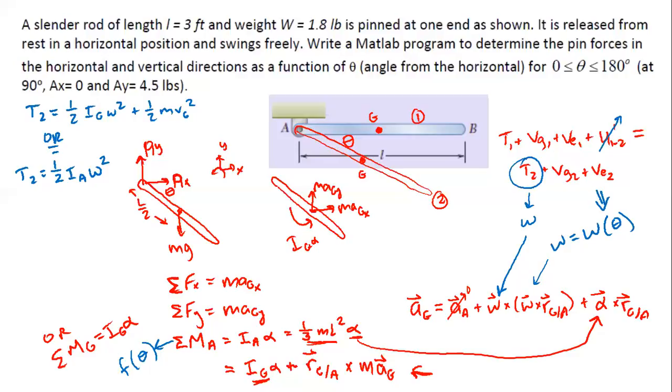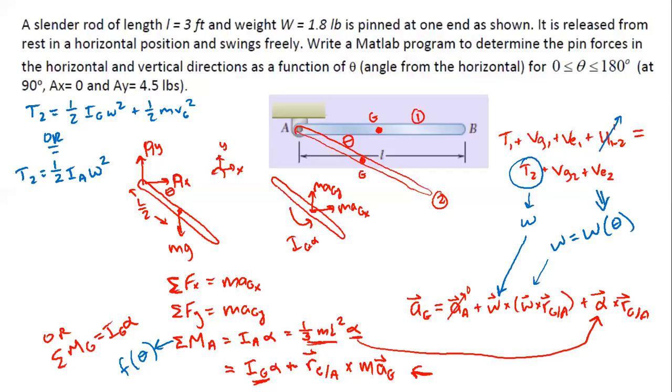T2 gives you omega. Okay, so there's a question, Ben, saying, how does T2 give you the AG? Well, it gives you the omega, so now you can figure out what the normal acceleration is, right? And then from the sum of moments equation over there, you get alpha. So if you figure out what the normal and the tangential acceleration is, then you have it.